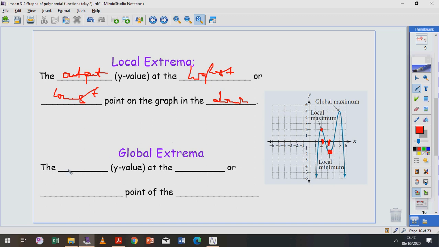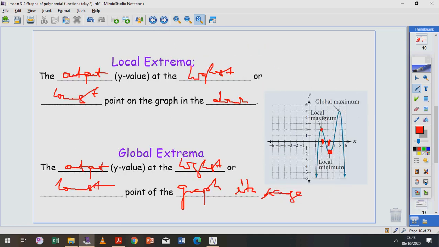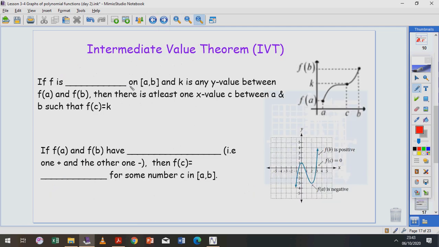But when you come to global extrema, it has to be the output, or the highest y value, the output at the highest or lowest point of the graph, right? This is going to be the highest or lowest point of the graph in the entire range. So that is going to be your global extrema. Just like you see in this picture, this is a global maximum, and this function doesn't have a global minimum because the function is continuing endlessly towards infinity, towards negative infinity.